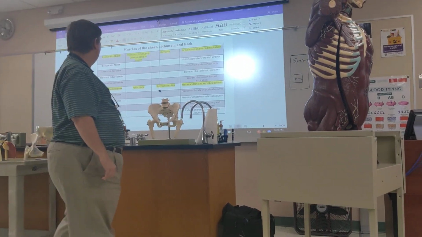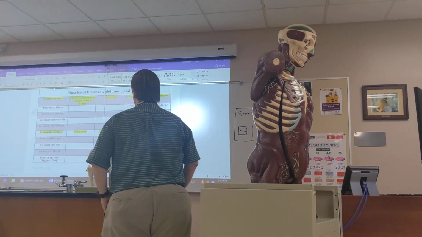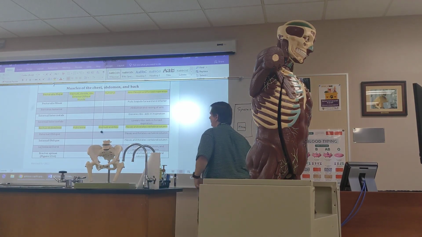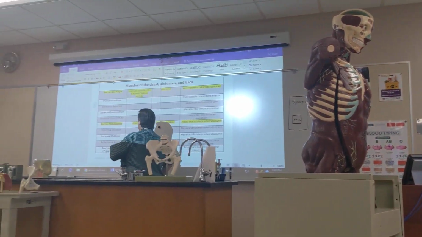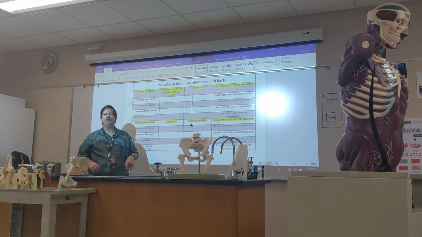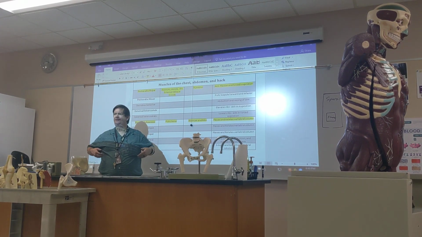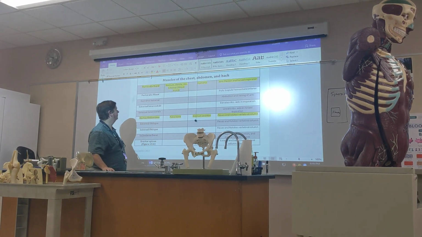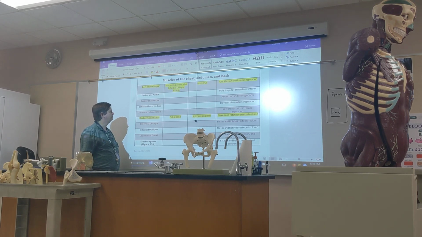External and internal intercostals. This is messy. I just wish they had different names. But we'll do the easy part first. Intercostal means in between the ribs. The ribs are the costal surfaces. Good? All right.